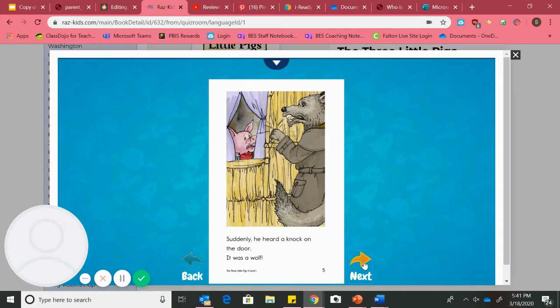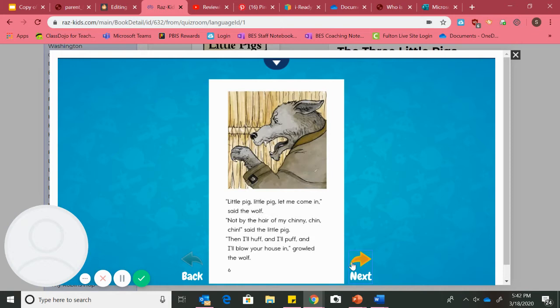It was a wolf. I'm going to pause right here because I heard some words that are making me think that this is the author who is telling this story. Right here we see suddenly he heard a knock on the door. It didn't say suddenly I heard a knock on the door. So because I hear that somebody is talking about the characters, I'm starting to think that this is the author telling this story. Let's keep reading to see if I'm right.